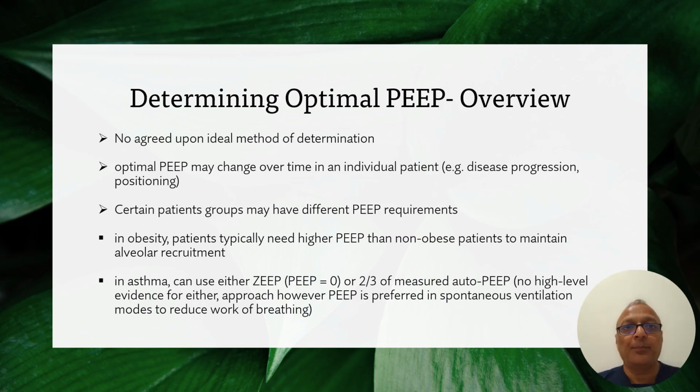There is no agreed upon ideal method of determination of optimal PEEP. We should understand that optimal PEEP may change over time in an individual patient due to disease progression or positioning. Certain patient groups may have different PEEP requirements. For example, obese patients typically need higher PEEP than non-obese patients to maintain alveolar recruitment. In asthma, PEEP can be 0 or 2/3 of the measured auto PEEP. However, there is no high-level evidence for either approach. PEEP is preferred in spontaneous ventilation modes to reduce work of breathing.